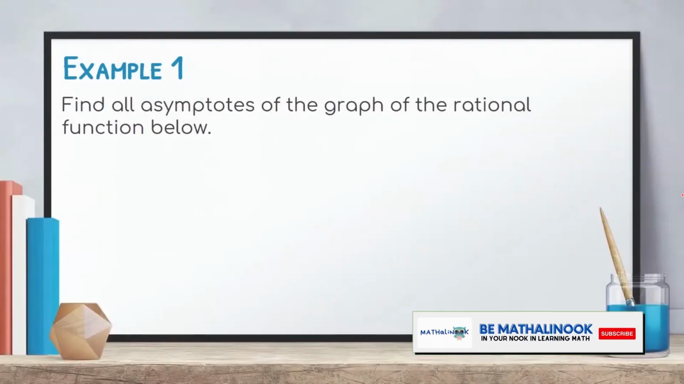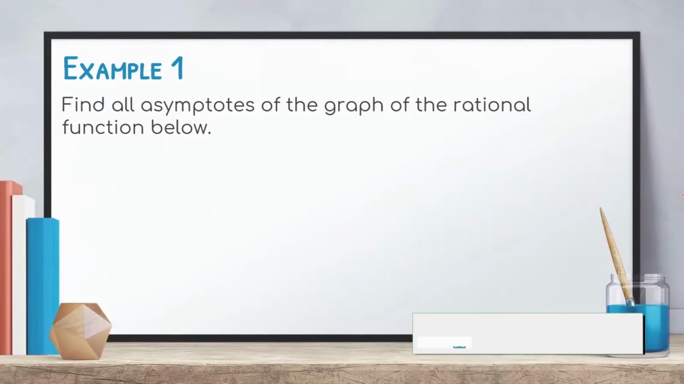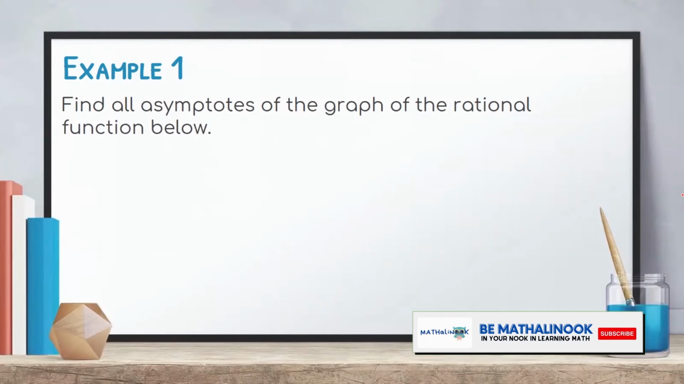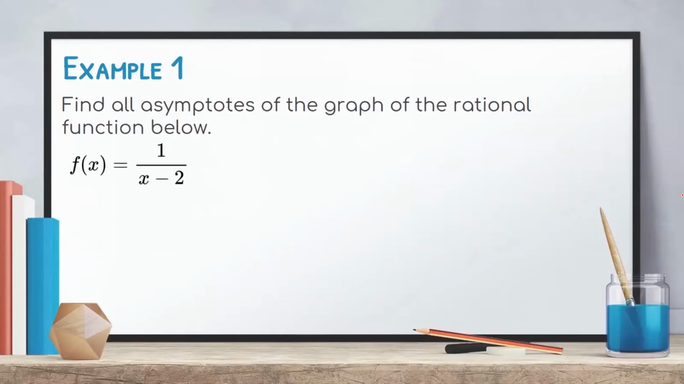Let us have some examples. For the first one, find all asymptotes of the graph of the rational function below. f of x equals 1 over x minus 2. Since the rational function is in lowest terms, to find the vertical asymptote, set the denominator equal to 0 and solve for the value of x. Thus, we will have x minus 2 equals 0 and finally x equals 2. Thus, the graph has the line x equals 2 as its vertical asymptote.